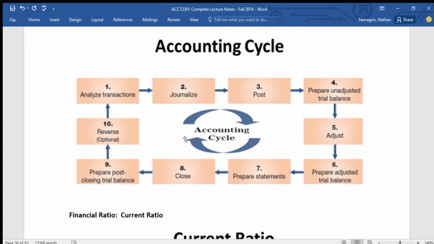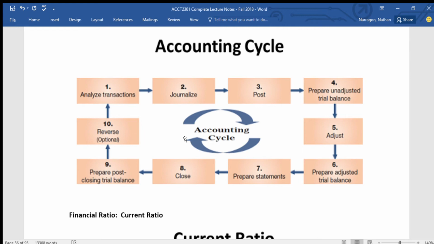So, Chapter 1 and Chapter 2 was basically steps 1 through 4. Step 5 is starting out the beginning of Chapter 3, Part 1. So we made our adjustment entries. We prepared our adjusted trial balance. Then we move to what is basically preparing our statements.